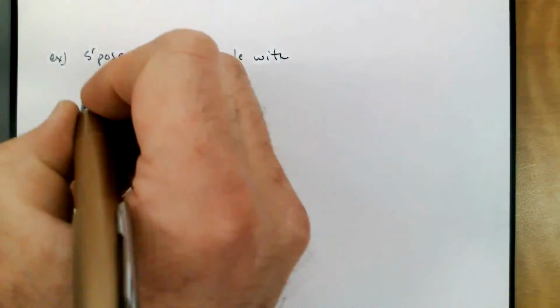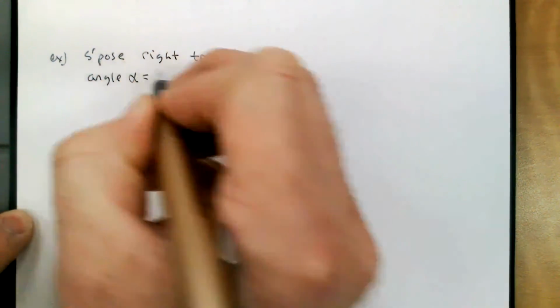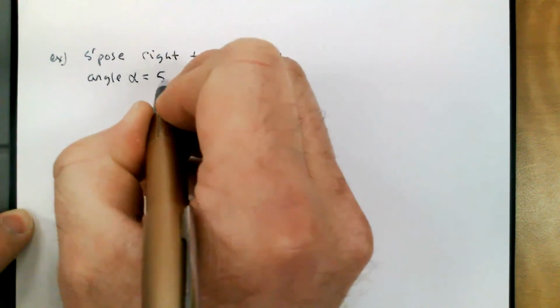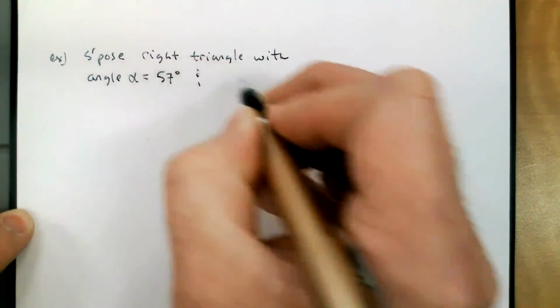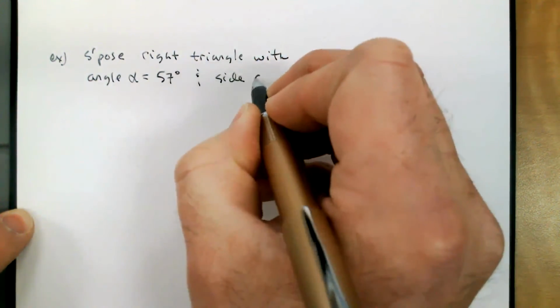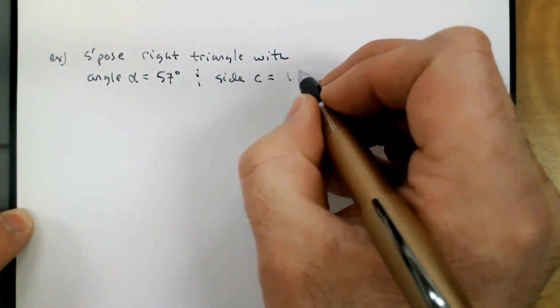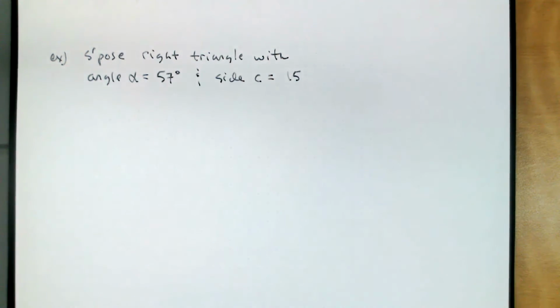And I'm going to tell you that the angle alpha is 57 degrees. And side C is equal to 15. I had to come up with a number and I got stumped.